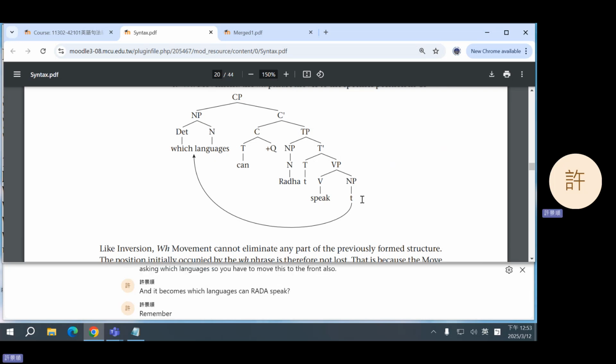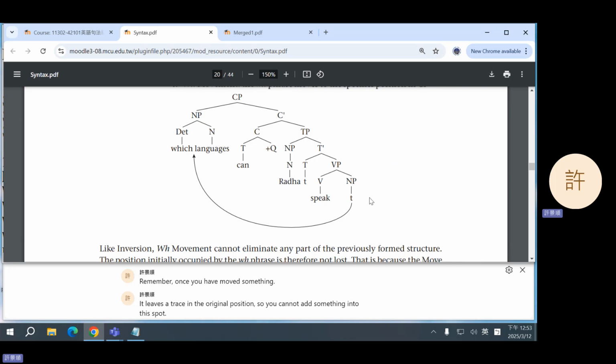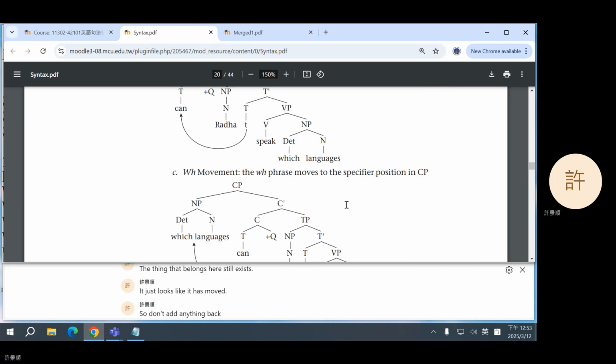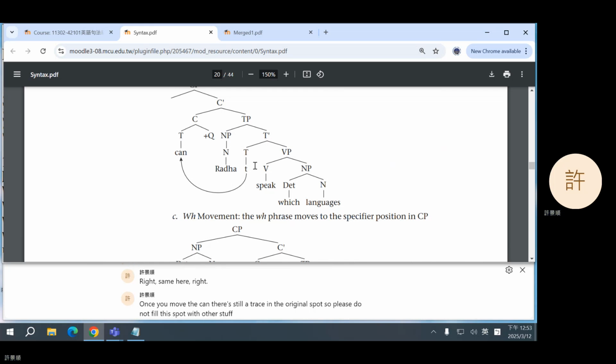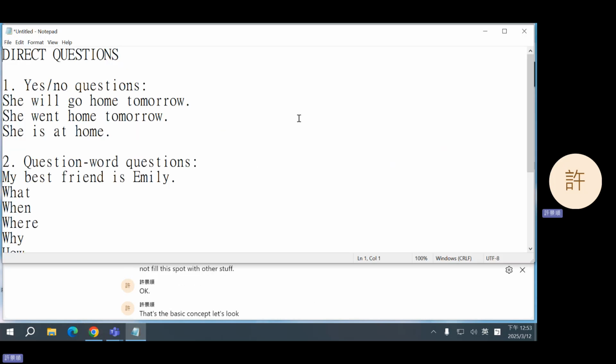Remember, once you have moved something, it leaves a trace in the original position. So you cannot add something into this spot. The thing that belongs here still exists. It just looks like it has moved. So don't add anything back. Right? Same here, right? Once you move the can, there's still a trace in the original spot. So please do not fill this spot with other stuff. Okay, that's the basic concept. Let's look at some specific situations.